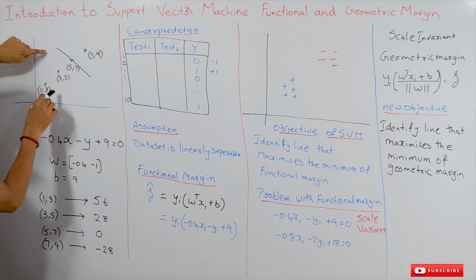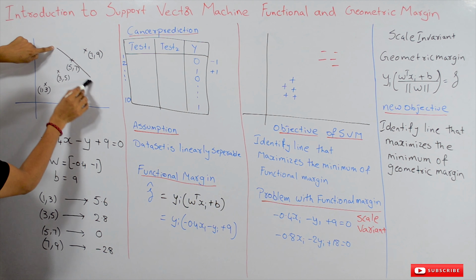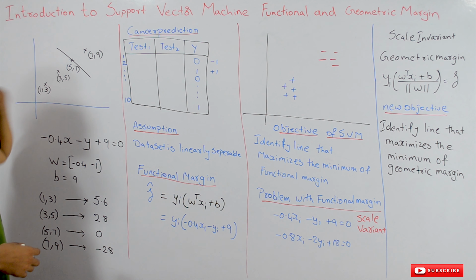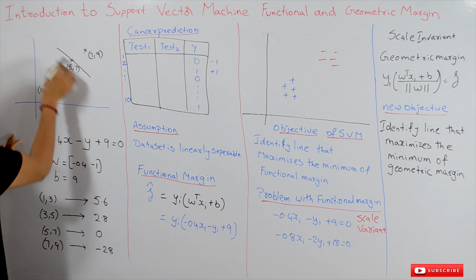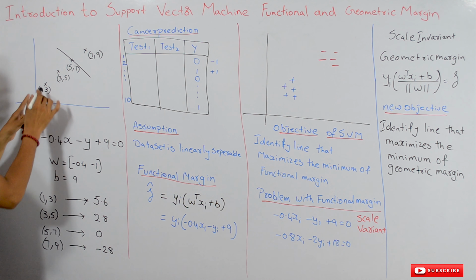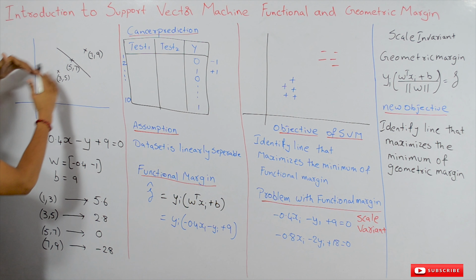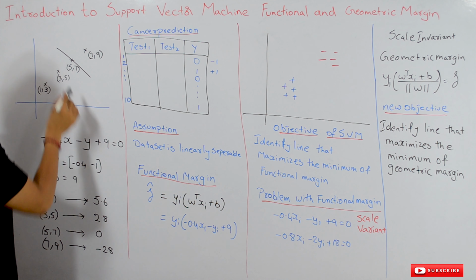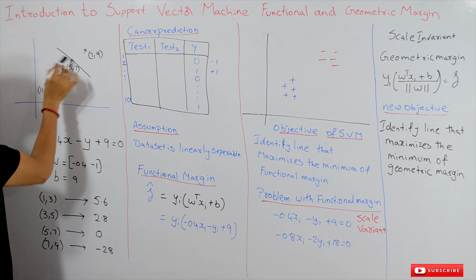If you take a three-dimensional coordinate system, it is the equation of the plane. If you take an n-dimensional coordinate system, it is the equation of the hyperplane. Here we are considering the equation of the line in a two-dimensional coordinate system. We took some points. Some points are on this side of the line and some points are on the other side of the line, and one point is on the line.